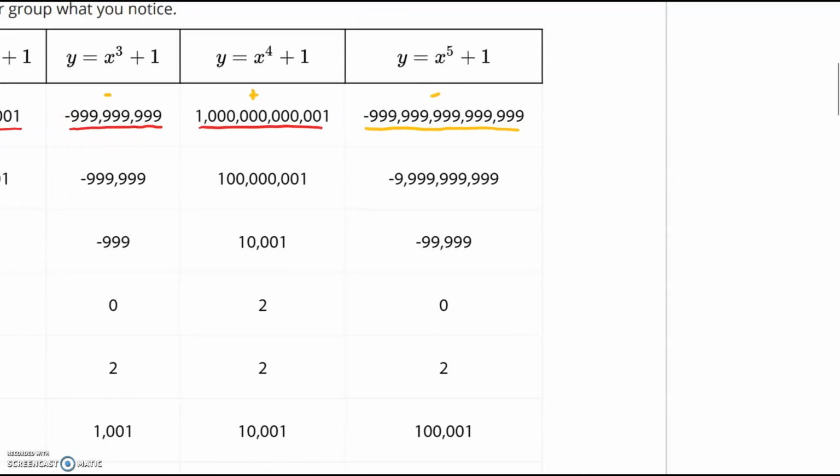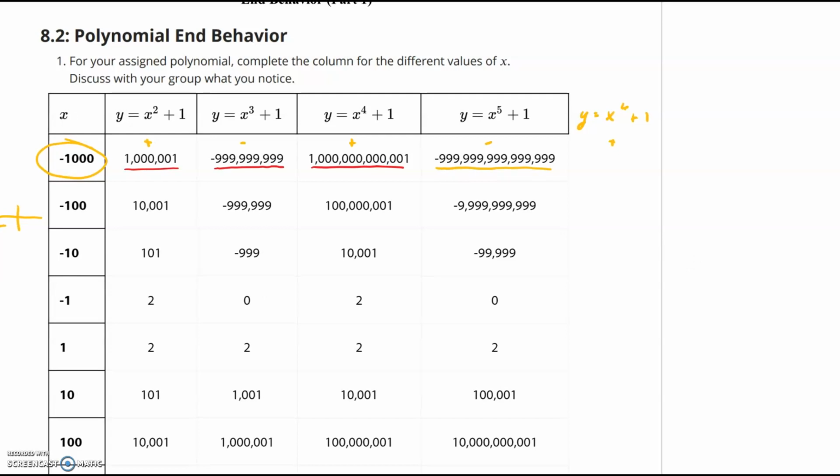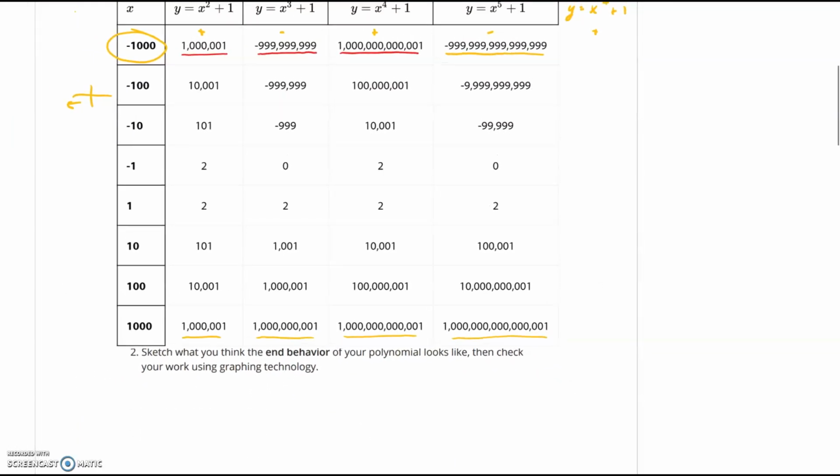Can you guess what would happen if I did y equals x to the 6th plus 1? Sophia, can you guess? I couldn't hear you. One more time. That's correct. It becomes a positive. And this pattern should continue. Okay, so when we're talking about the end behavior, that's what we're talking about.